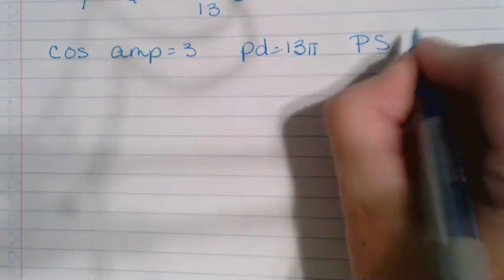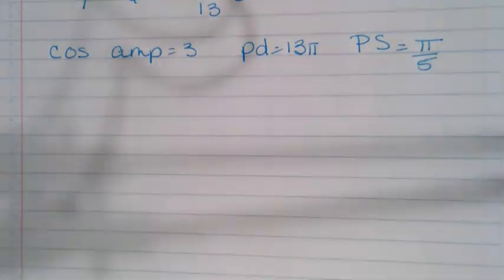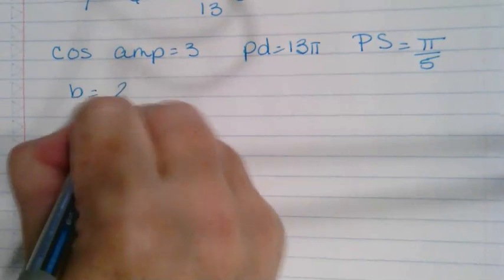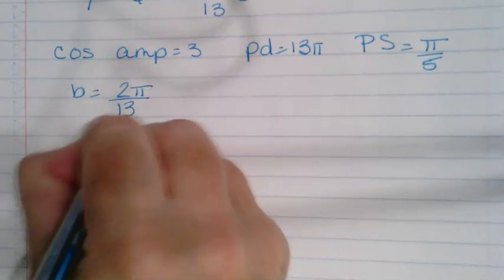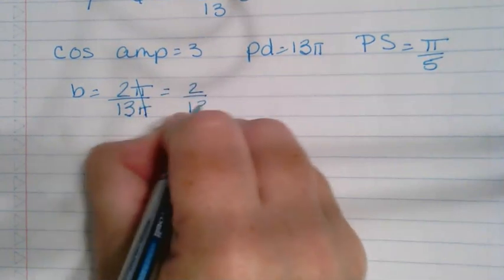We have a cosine curve. We have an amp of 3, period of 13 pi, and phase shift of pi over 5. Okay, so first step, we got to find B. So B is 2 pi over 13 pi, and that reduces to 2 over 13.